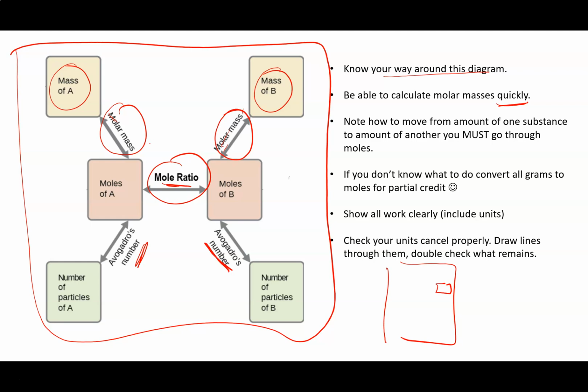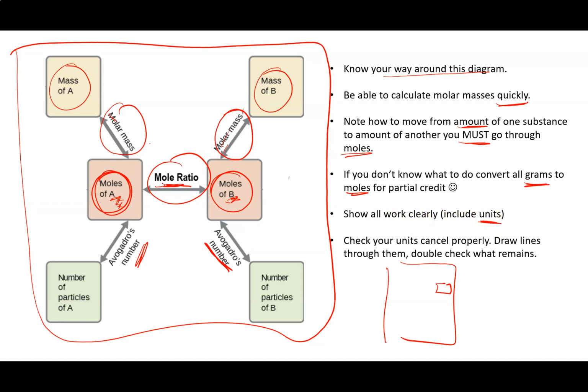Something that's really, really important: whenever you're going from amount of one thing to an amount of another thing, whether it be in moles or in grams or in particles, the only point in this diagram where you can do that is in the middle section here. So you have to go from moles of one thing to moles of another via the mole ratio. So whenever you move from amount of one substance to amount of another, you have to go through the moles. What that means is if you don't know what to do, just convert anything you've got expressed in grams to moles, and at least you're going to get some partial credit. It's important that you show all your work clearly, including the units, right?